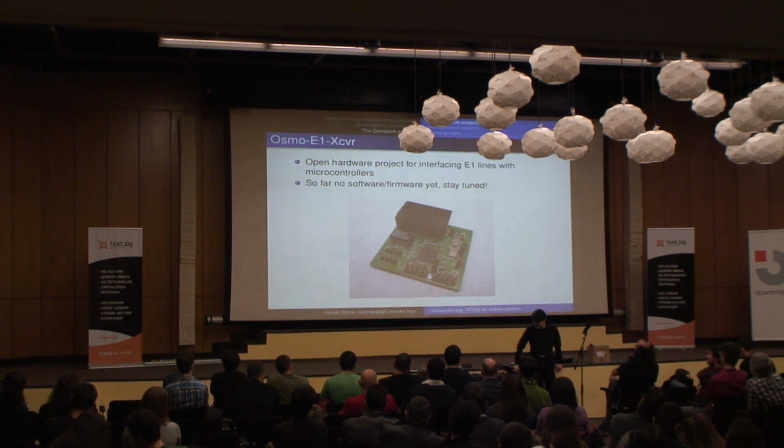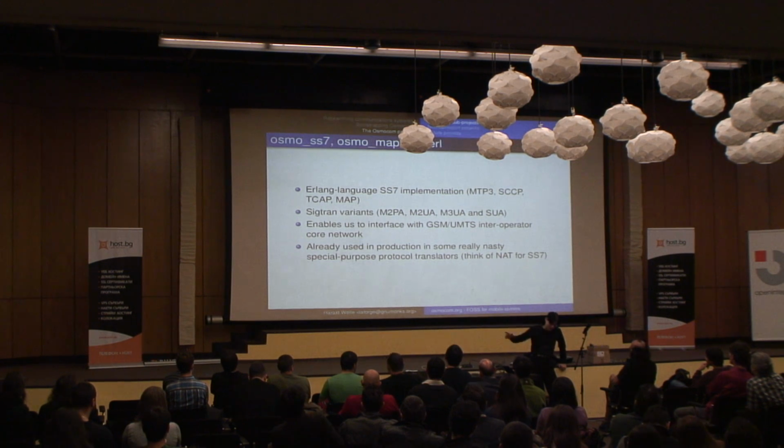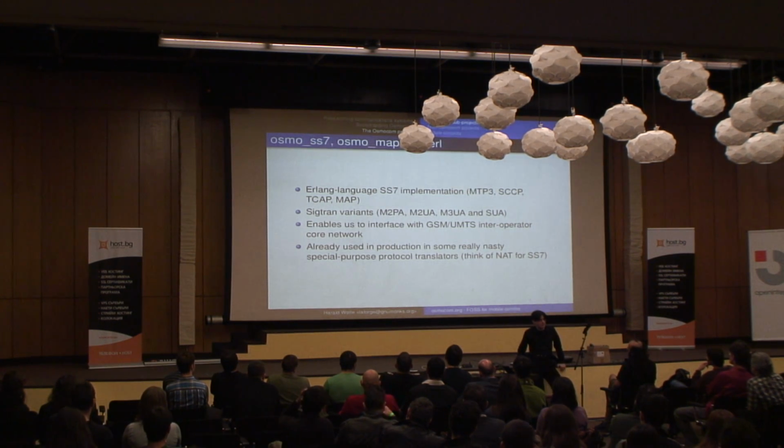Another thing we did is an E1 transceiver board because a lot of the classic telecommunication in GSM networks is on a physical interface called E1. It's not Ethernet. So we built a small device for also interfacing that E1 line. And there are many other programs that over time have accumulated, which are more in the core network of GSM for SS7 and MAP and TCAP and so on. That has been implemented in Erlang.